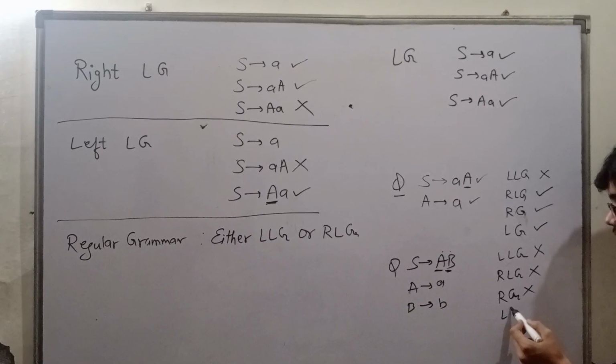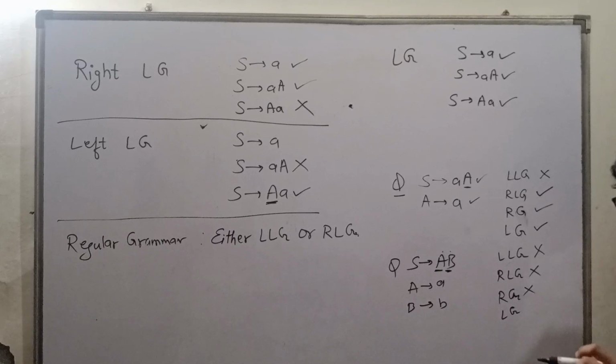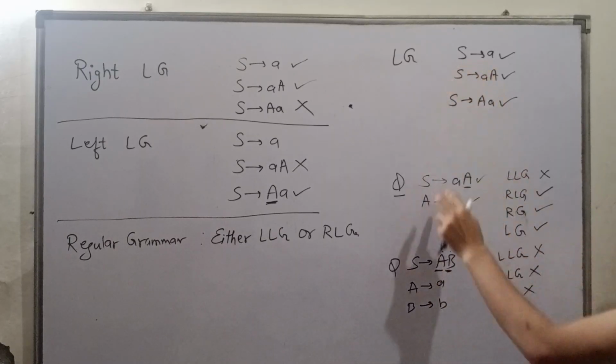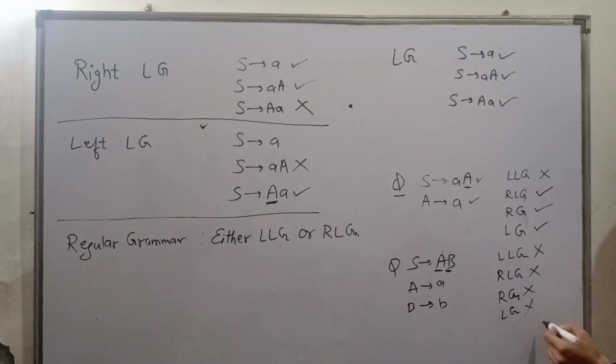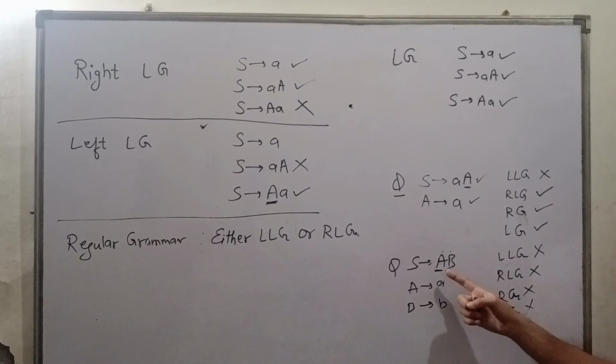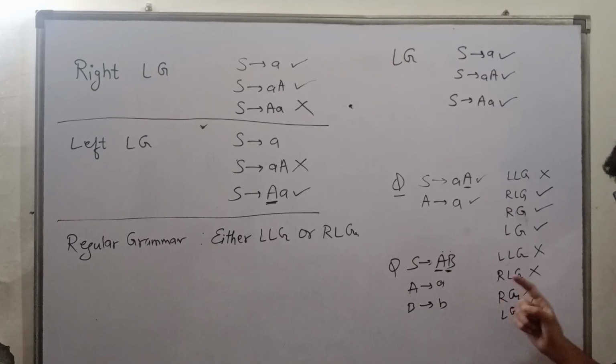But what do we say about a linear grammar? Is this a linear grammar or not? You can see here two variables are present. This is also not a linear grammar, as only a single variable must be present.